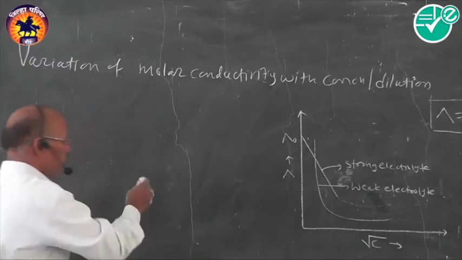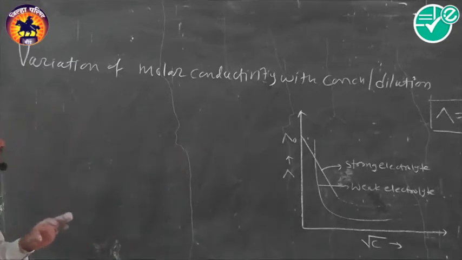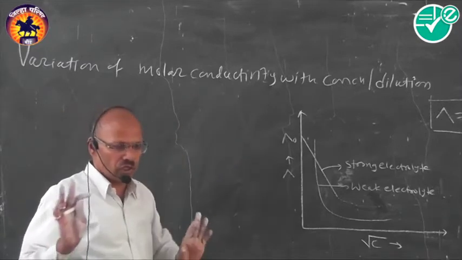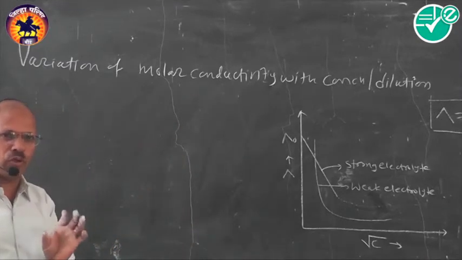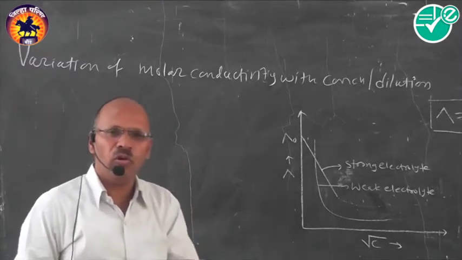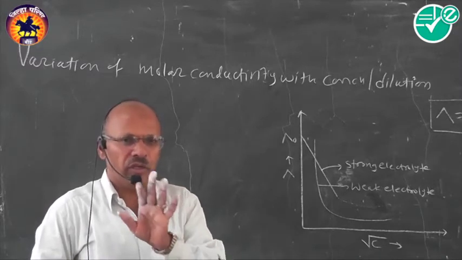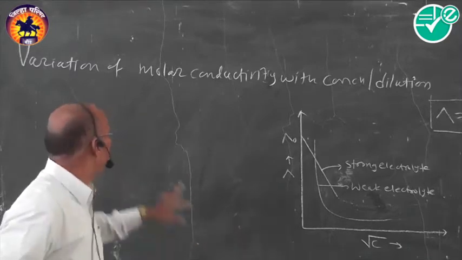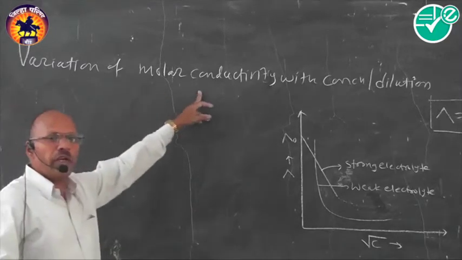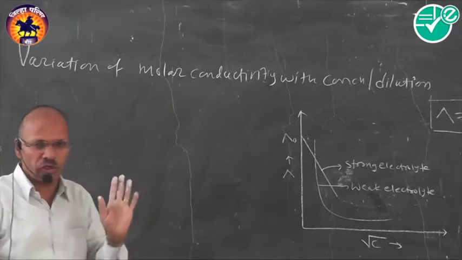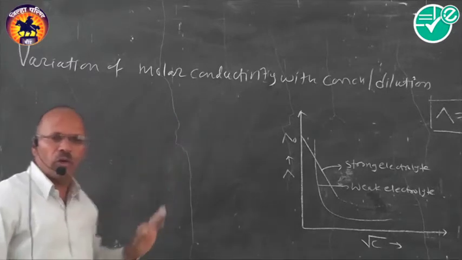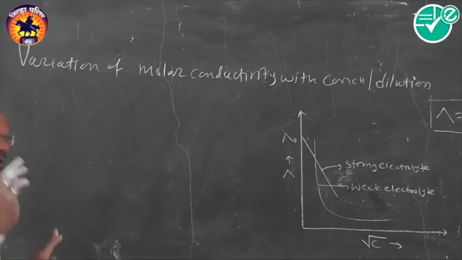Okay. Now we have a clear-cut explanation about the variation of molar conductivity with the concentration or dilution. Now, children, if you know the effect of dilution on conductivity, we can easily relate the molar conductivity with the concentration. How the molar conductivity varies with the concentration at dilution, we can easily understand. For that, try to remember these two terms.